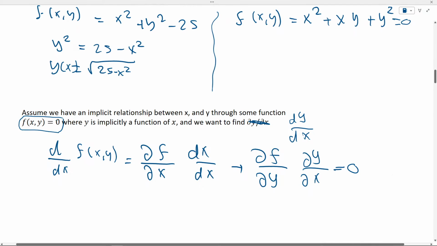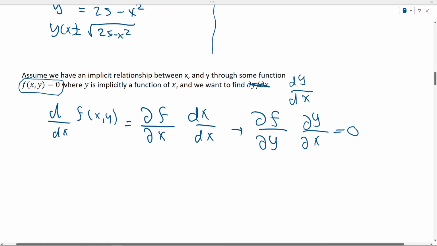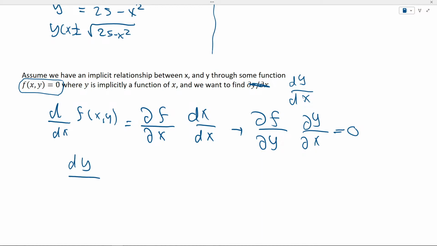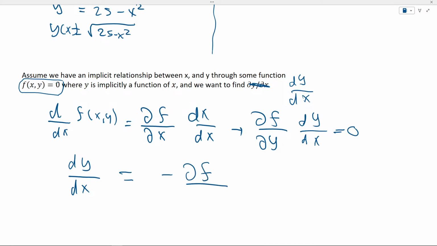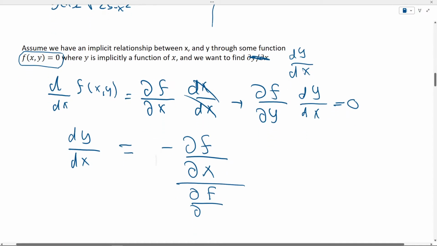So if that is equal to 0, what does this mean? I can just rearrange this term and find dy with respect to dx. Sorry, this is not partial. This is dy with respect to dx. So basically this with respect to this would be equal to what? That would be equal to negative partial f over partial x, divided by partial f over partial y.